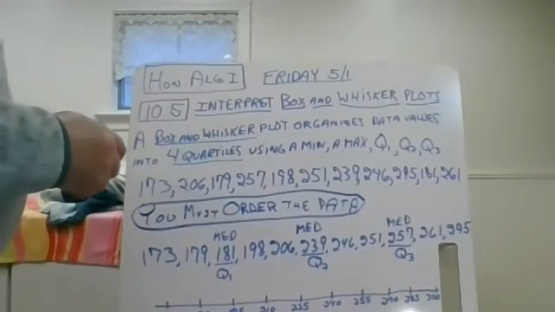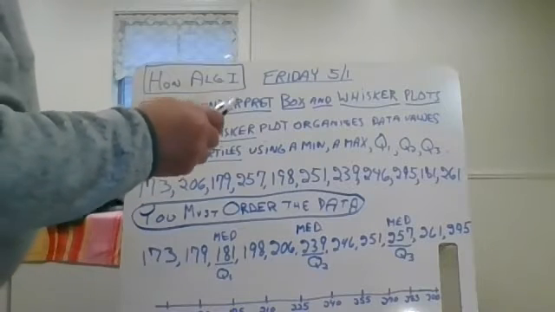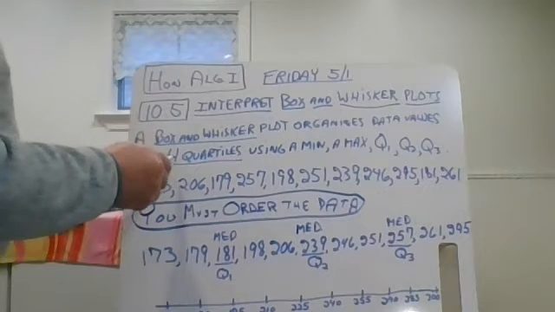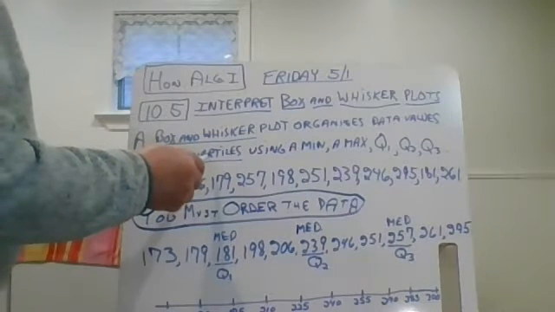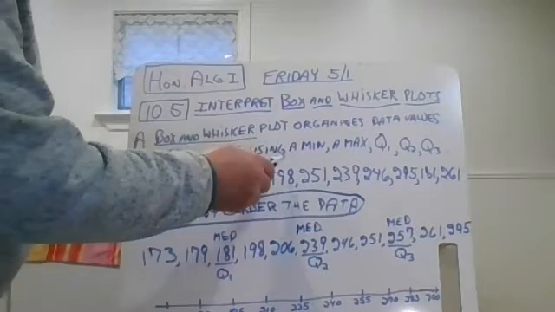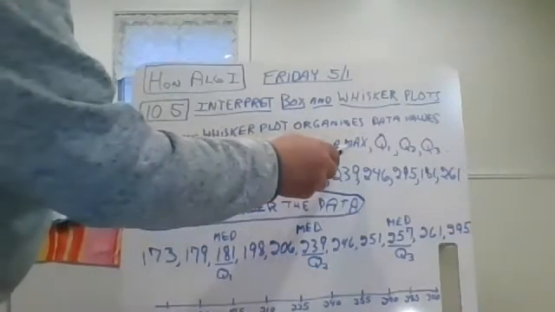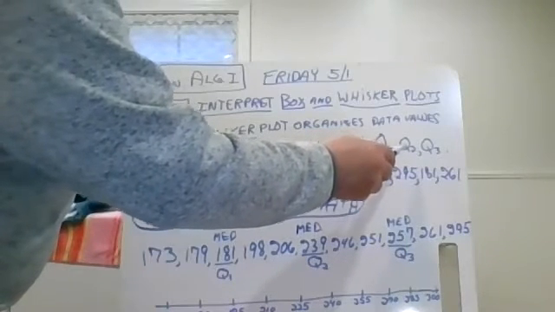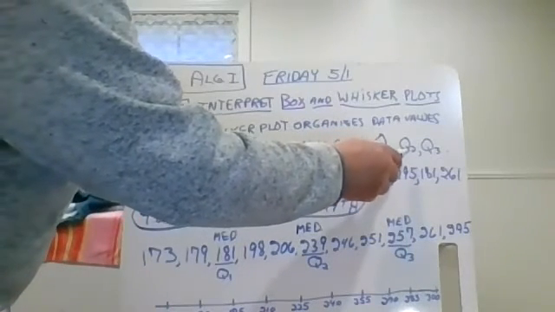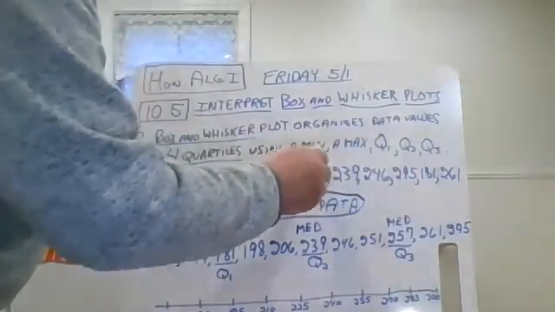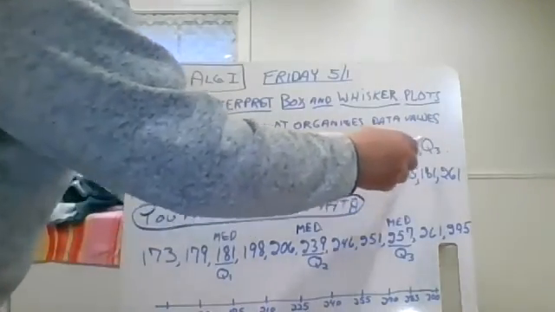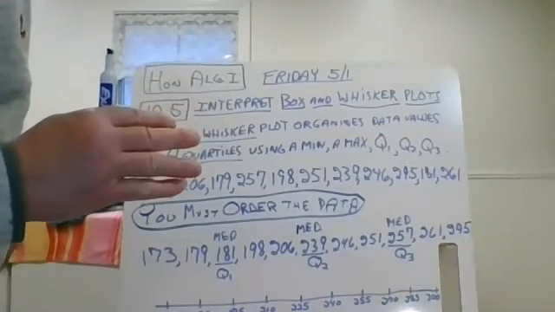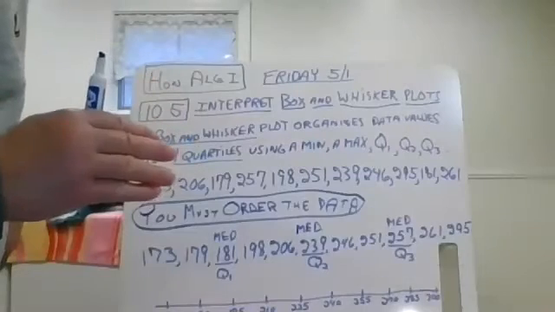Now, a box and whisker plot organizes data values into 4 groups called quartiles, using a minimum value, a maximum value, and 3 numbers which we're going to call quartile 1, quartile 2, and quartile 3. So there's really 5 numbers which creates 4 segments. And each segment's going to be a quartile.